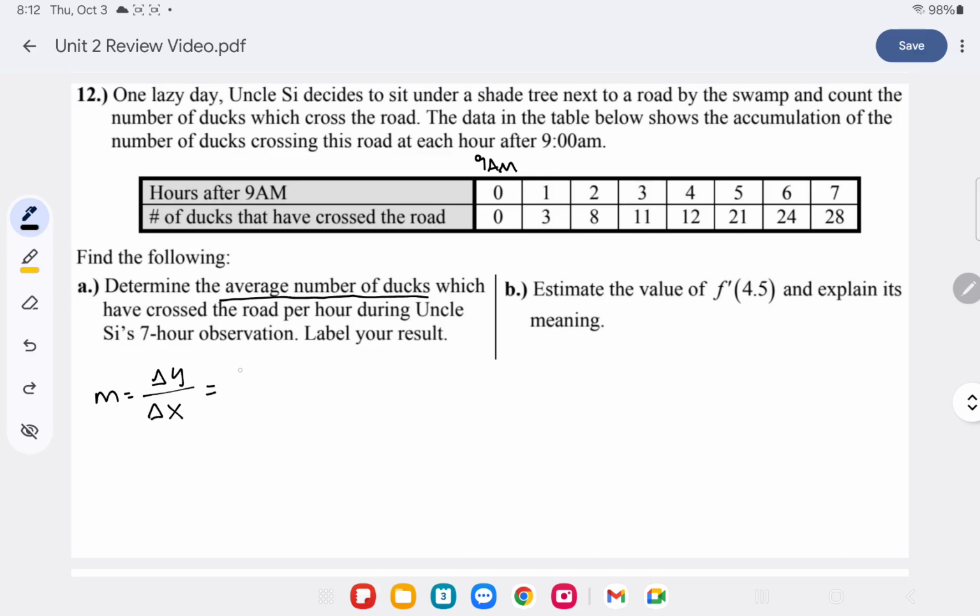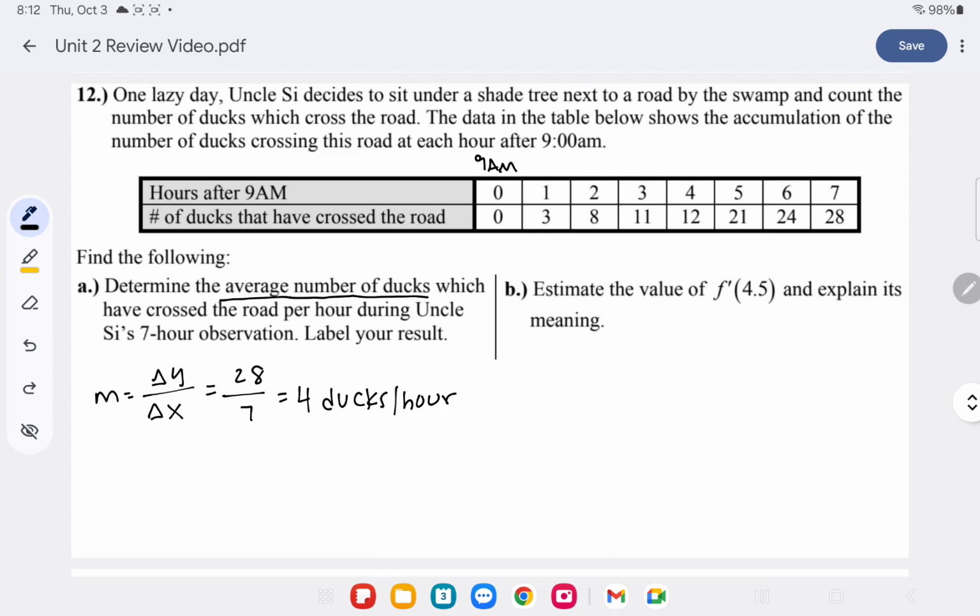So total number of ducks changed by 28 over the 7-hour period. That means there were 4 ducks per hour. We averaged 4 ducks per hour.